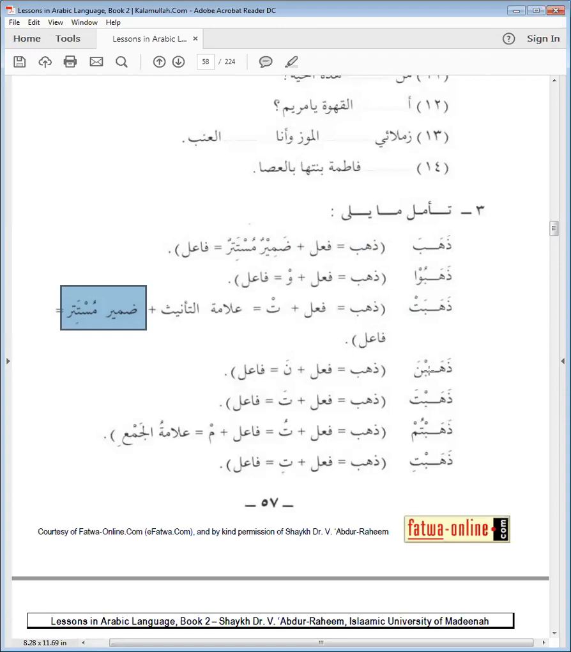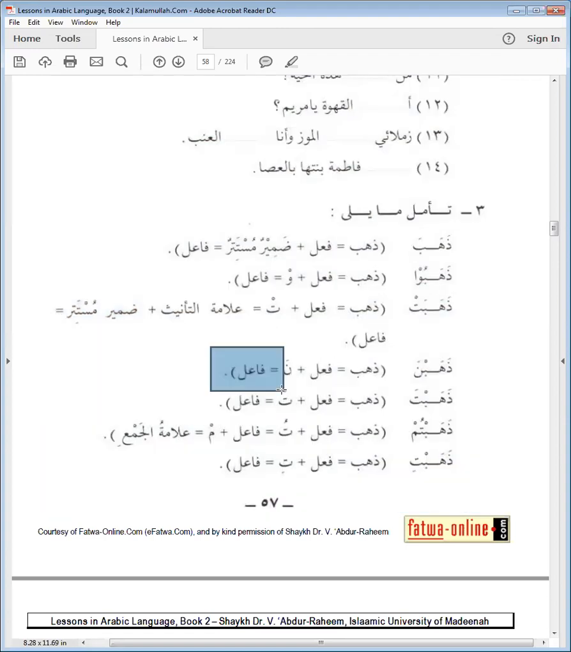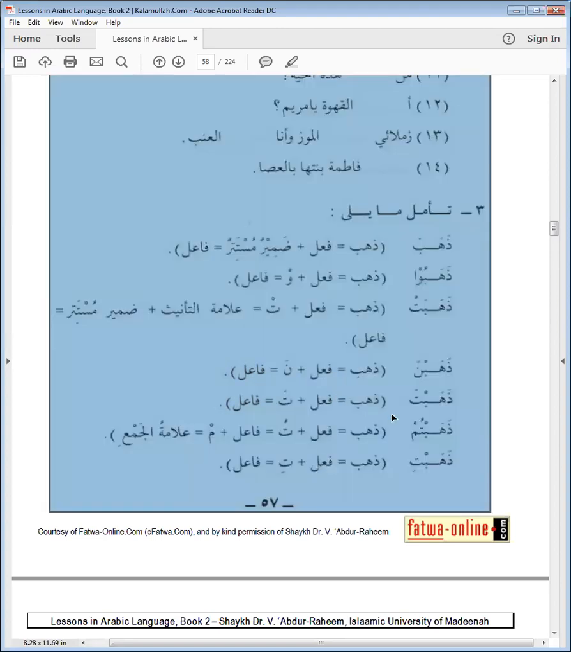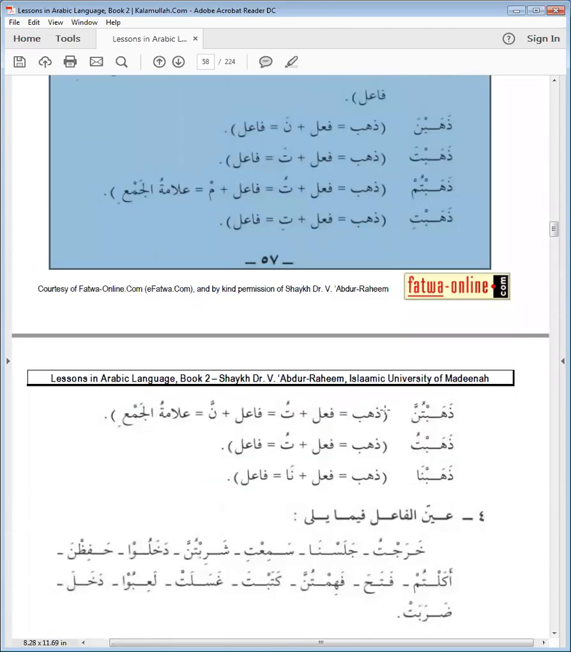In all the others, the attached pronoun is the fa'il, the doer of the verb. It is clear, right? In the case of dhahabna, the noon is the fa'il, the doer of the verb. In dhahabta, the ta is the fa'il, the doer of the verb, and so on. Again, this is just a quick recap of what we would have done last time.